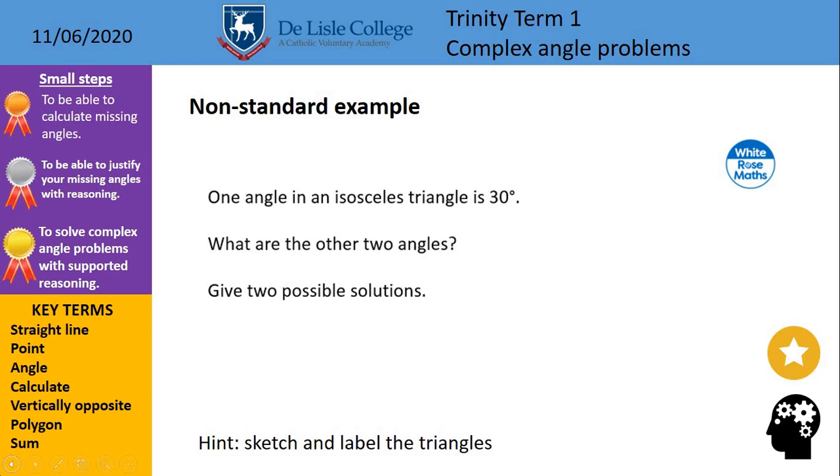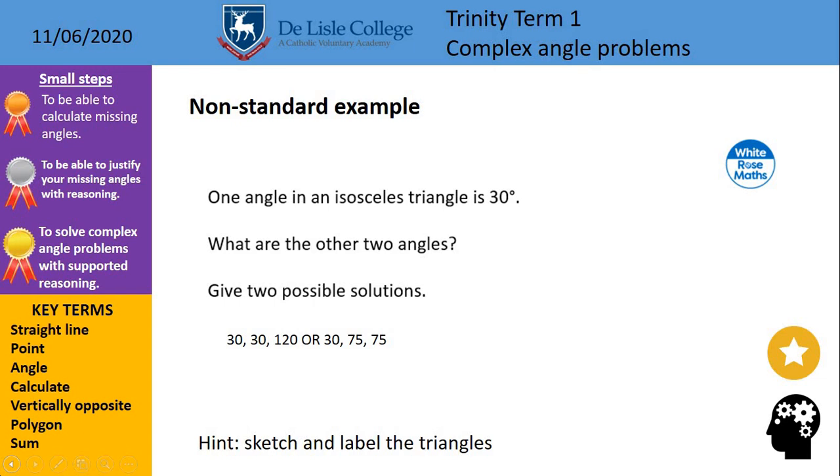Or it could be that 30 degrees is the angle that's the sort of odd one out, and the other two are equal. So you do 180 minus 30, which is 150, then divide by 2, so you'd have two angles at 75. So you might have 30, 30 and 120, or the other triangle would be 30, 75 and 75.